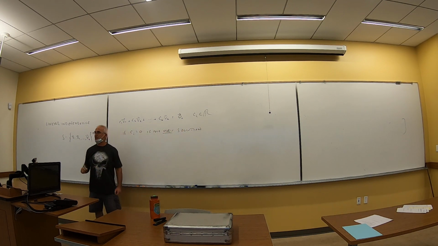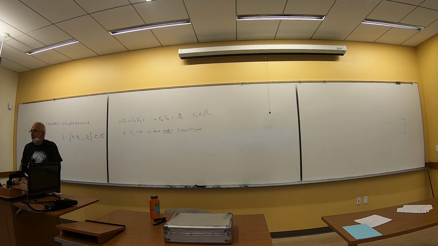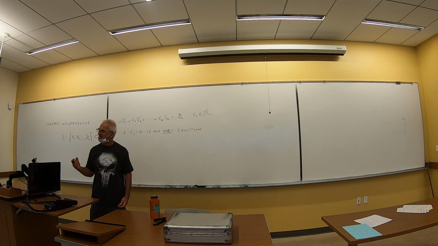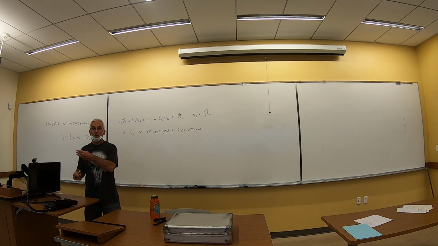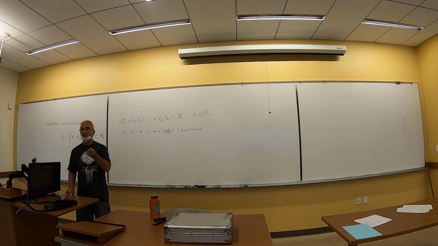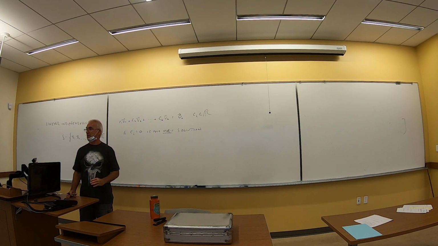If the C's being zero is the only solution, and by the way, the term you'll hear all the time is we say the trivial solution. That's what that term means. Some of you have run across that and you're reading, what exactly is that? The trivial solution is when all the coefficients are zero. The trivial solution is always a solution to the homogeneous equation. Our question is, is it the only solution?